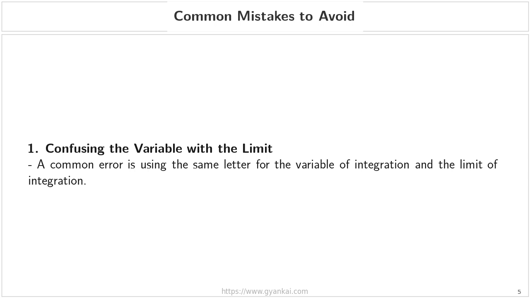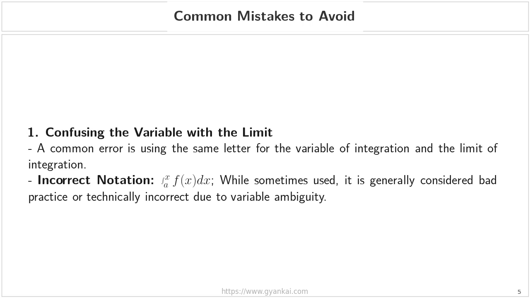We're saying integral from a to x of f of x with respect to x. While you might see this sometimes, it's generally considered bad practice and can even be technically incorrect. Why? Because it creates ambiguity. The x is trying to play two roles at once. It's both the upper limit of integration and the variable we're integrating with respect to. It's like asking one actor to play two different characters in the same scene.